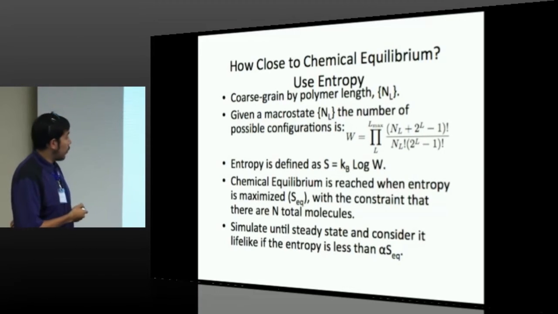And we say chemical equilibrium is reached when this entropy is maximized, which we call S_EQ, with the constraint that there are n total molecules in the system. And we simulate until a steady state and consider it lifelike if the entropy is less than alpha times S_EQ, where alpha is a parameter in our model that's between 0 and 1.